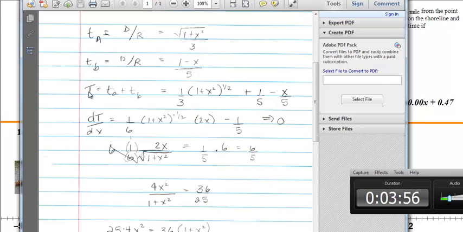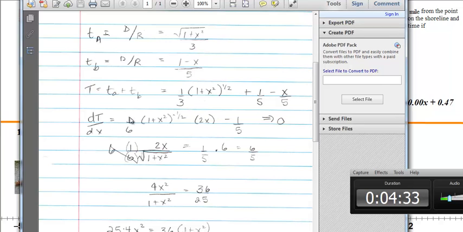Then the function that you want to minimize is the total time, which is time A plus time B. So time A here is 1/3 times the square root of 1 plus x squared. I just wrote it with a fraction exponent, because I know I'm going to have to take the derivative, right? And then this is 1/5 minus 1/5 x, or x over 5. So now I take dt dx, the derivative of time with respect to x, because x is the independent variable. So we have 1/6, a half times a third.